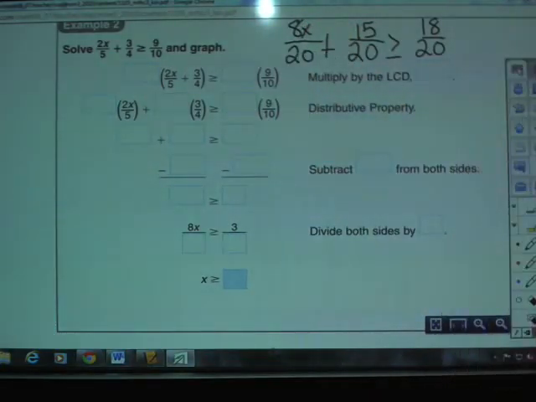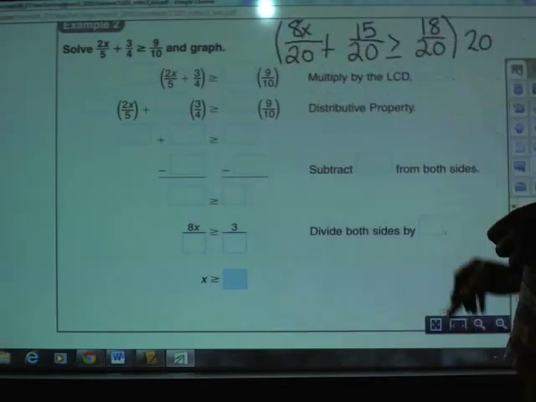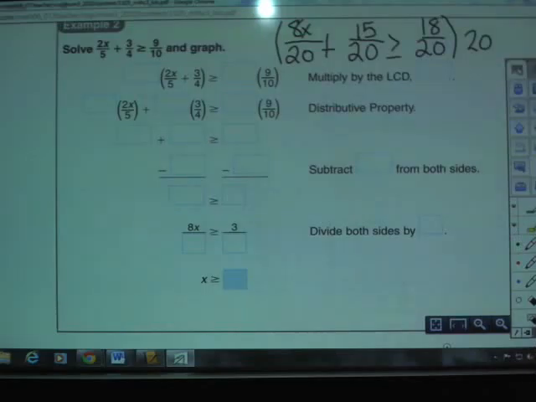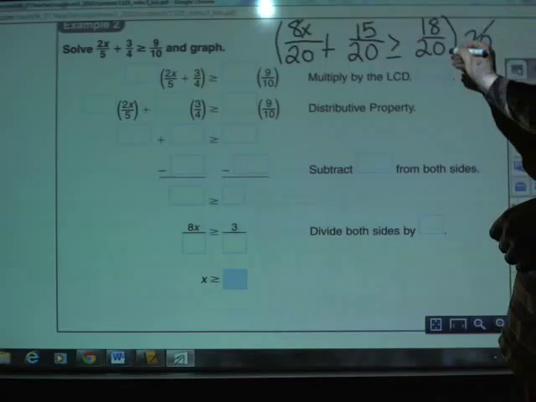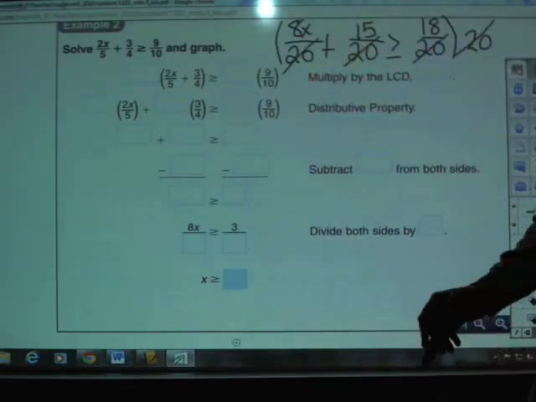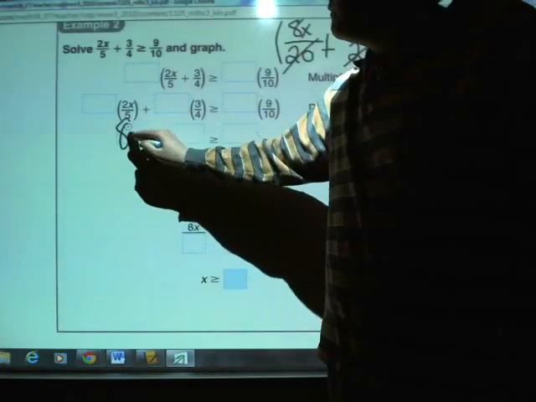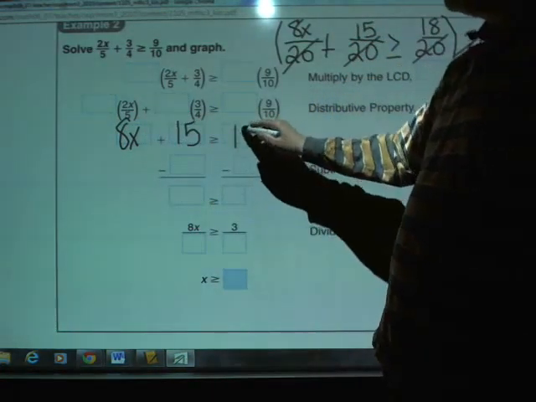Now, once you have a common denominator, as you recall, what you do now is you multiply the entire line by said denominator. So since the bottom number is 20 here, I'm going to go ahead and multiply by 20. What's going to happen there then is I'm going to cancel that denominator out with this number I'm multiplying by, meaning I have a problem now with no fractions. I have 8x plus 15 is greater than or equal to 18.